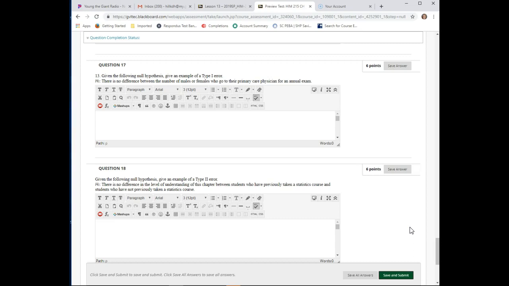Let me restate that. A type 1 error would occur if the null hypothesis were rejected when in fact there is no difference between the number of men or women who go to their primary care physician for an annual exam. Okay, that's the answer. Why is that the answer? Because remember, you're trying to show a type 1 error that fits the type 1 error framework. And we know that from the bottom of page 313 and top of page 314, a type 1 error, what you're trying to state is that, for example, let's see how best to state that.